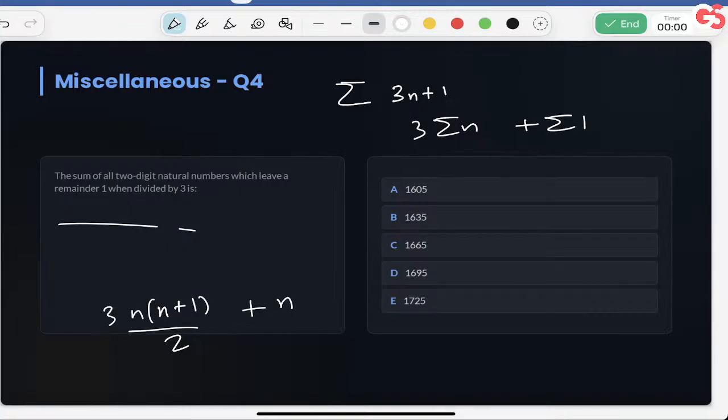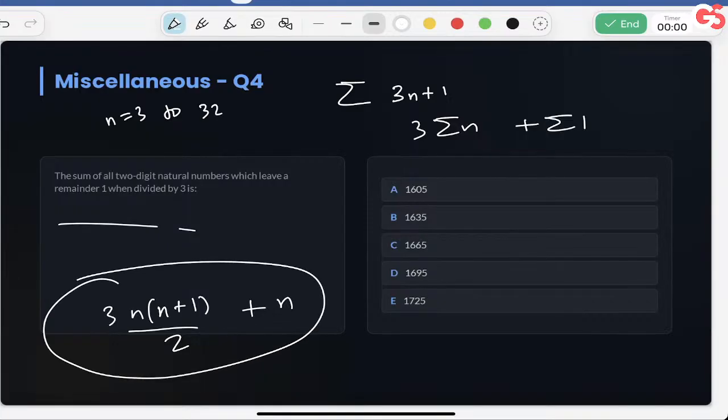Two-digit natural numbers. तो n की वैल्यू कम से कम 3 होगी, राइट? n will be 3 to कहाँ तक जाएगा? 3 3s are 9 plus 1 is 10. 3 32s are 96, 97 तक जाएगा, 32. 3 to 32. So you'll put 32 over here and then you'll put n as 2 over here and then subtract. Okay? समझ में आ गया? So n as 32, whatever you get, then put n as 2 and then subtract, you get the answer. All right?